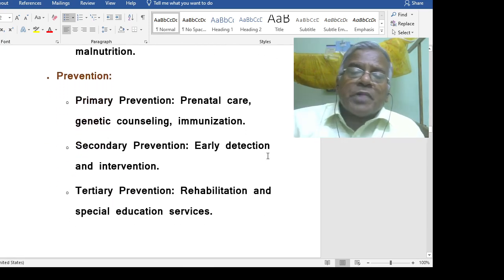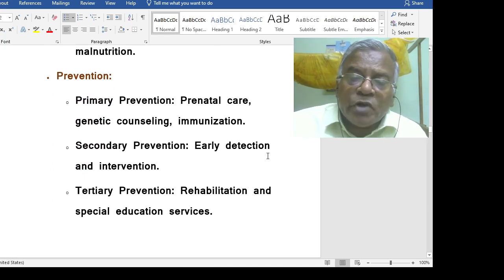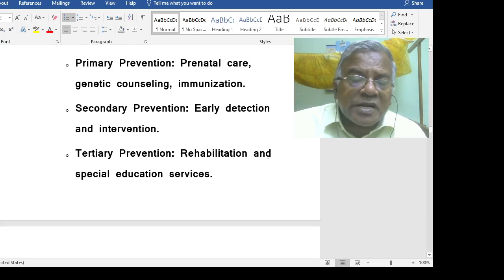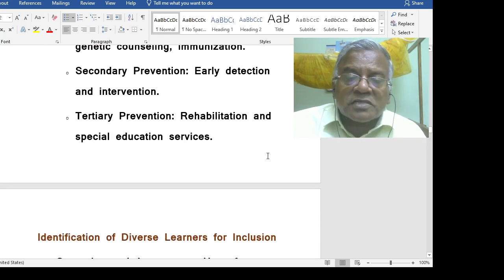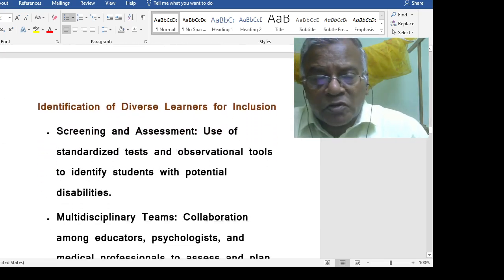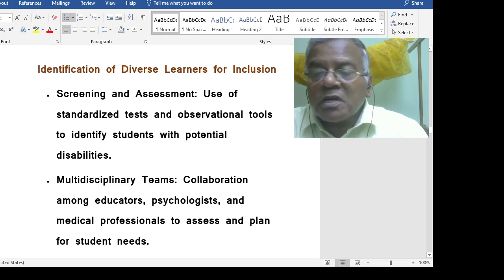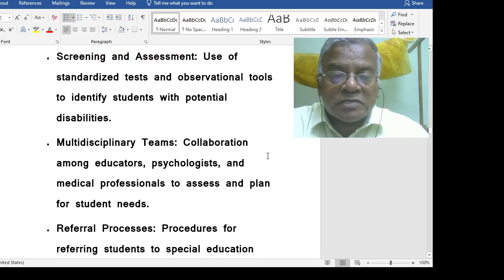How to prevent? Primary prevention: prenatal care, genetic counseling, immunization. Secondary prevention: early detection and intervention. Tertiary prevention: rehabilitation and special education services. How to identify diverse learners for inclusion. Screening and assessment: use of standardized tests and observational tools to identify students with potential disabilities.